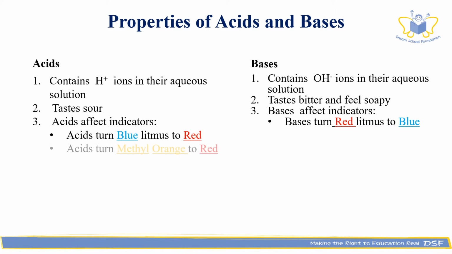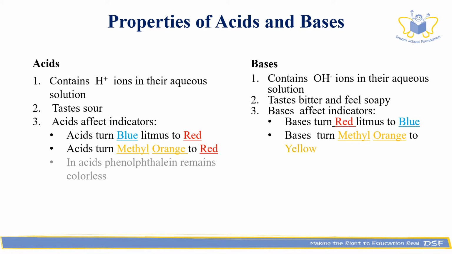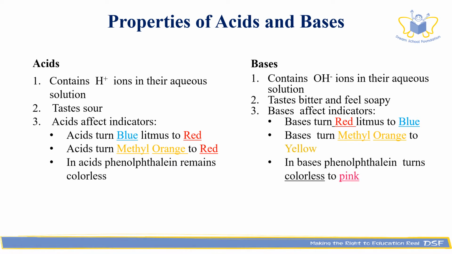Acids turn methyl orange to red. Bases turn methyl orange to yellow. In acids, phenolphthalein remains colorless. In bases, phenolphthalein turns colorless to pink. Acids conduct electric current. Bases also conduct electric current. These are the differences between acids and bases.